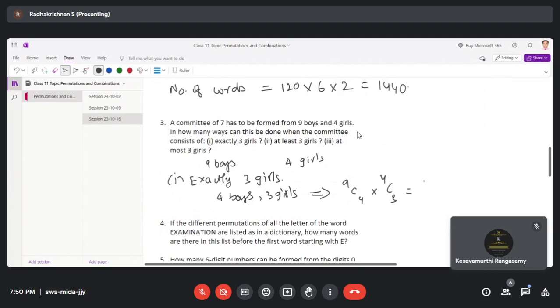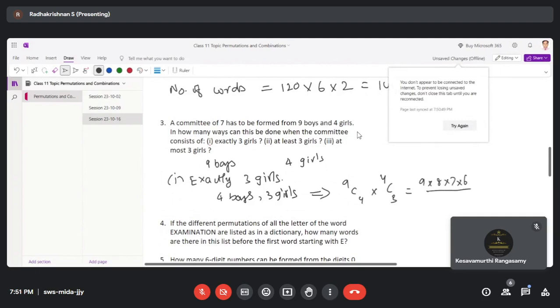9C4 is how much? 9 into 8 into 7 into 6 divided by 4 factorial, into 4. This is just 4, because 4C3 is equal to 4C1, so it is just 4. So this gets cancelled, and 1, 2, 3 gets cancelled against 6. So your answer is 9 into 8 into 7, 72 into 7 is 504.